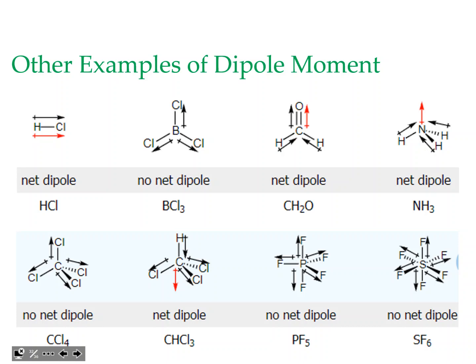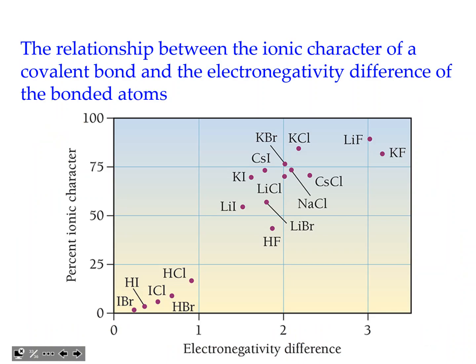This is the carbon tetrachloride again. This one has 3 chlorines and 1 H, so it goes down this time. All the F's are pulling equally. This is one of those bipyramidal shapes, and then all the F's are pulling equally. That's one of the octahedral shaped ones. We will go over those shapes later on, but as you can see, they're symmetrical. SF6 is symmetrical. PF5 is symmetrical because the dipole moments cancel out.